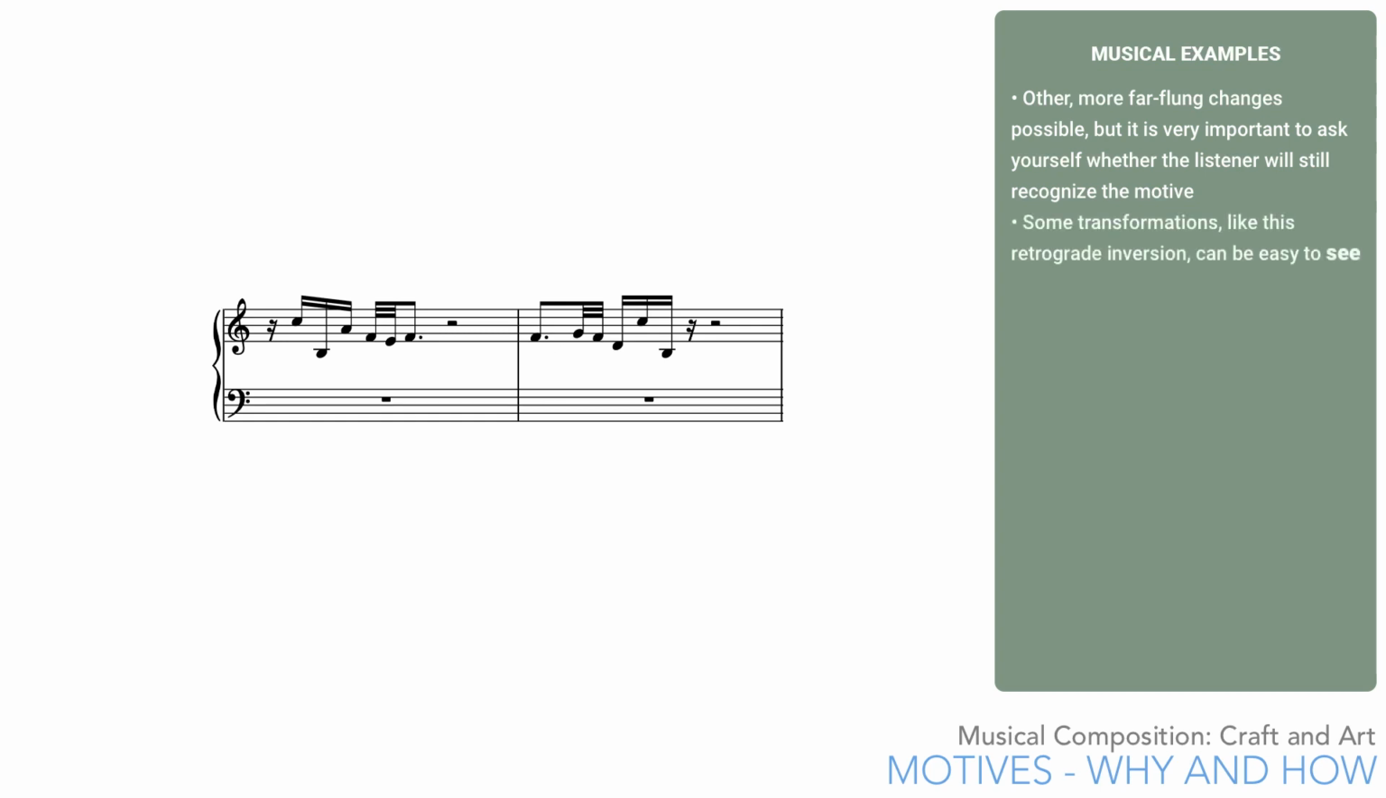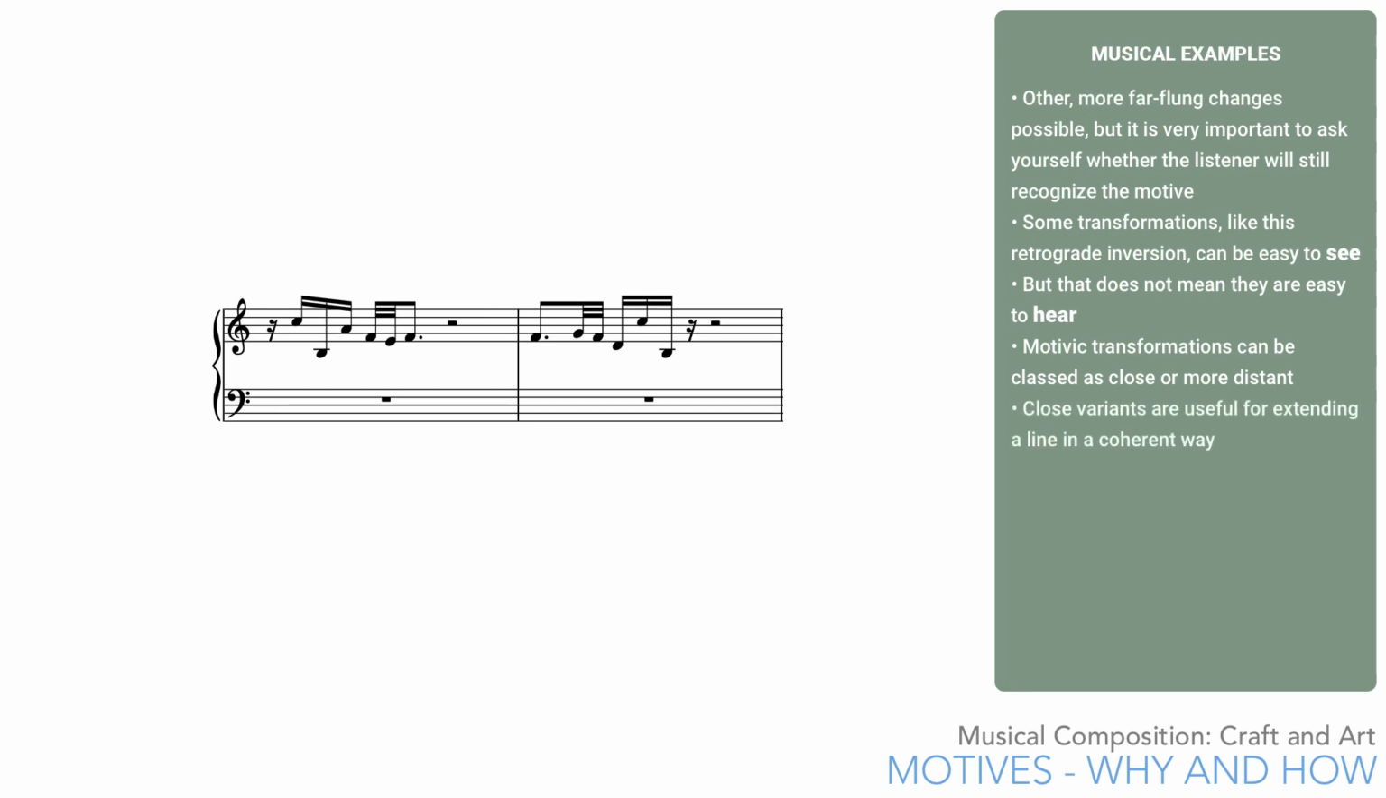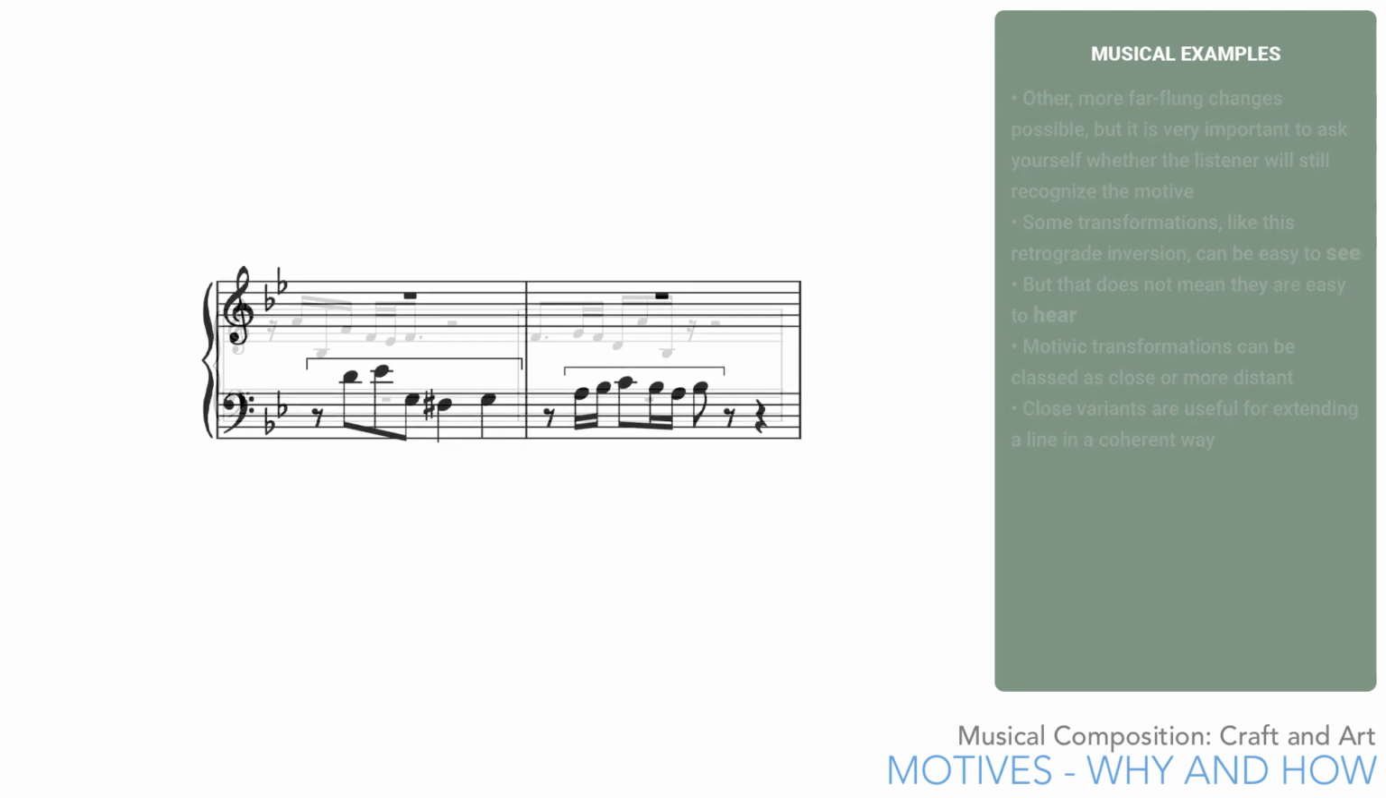Notice that some transformations, like this retrograde inversion, can be easy to see, but that doesn't mean they're easy to hear. So, motivic transformations can be classed as close or more distant. Close variants are useful for extending a line in a coherent way. Distant variants, if they're not easily recognized by ear, should be used with caution. Sometimes the composer will use them as material for two different sections of a piece.